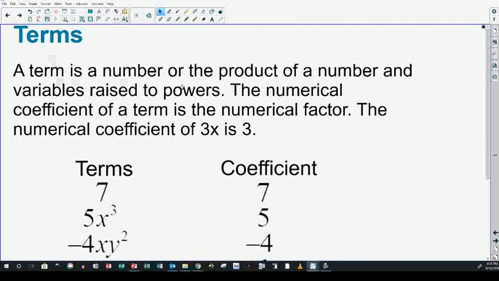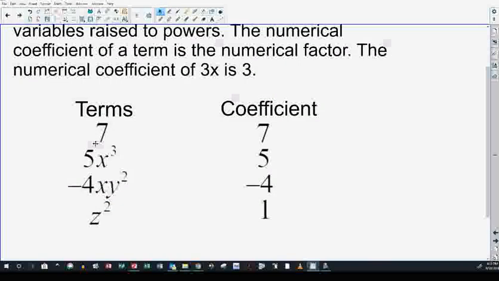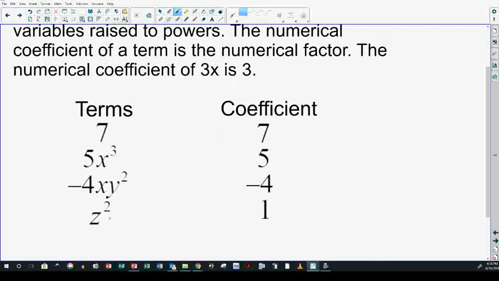So a term is a number or the product of a number and variables raised to powers. The numerical coefficient of a term is the numerical factor, and the numerical coefficient of 3x would be 3. So if your term is 7, then the coefficient is 7. But if your term is 5x cubed, the coefficient is 5. Negative 4xy squared, the coefficient is negative 4. And then here we have z squared.